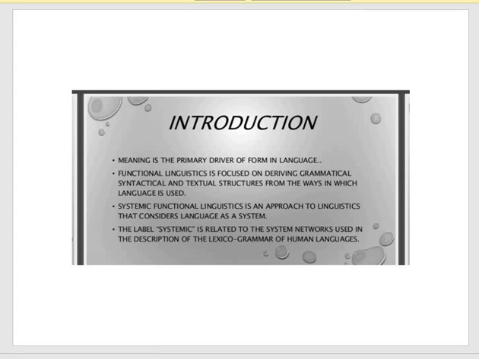Systemic functional linguistics is an approach to linguistics that considers language as a system. The label systemic is related to the system network used in the description of the lexicogrammar of human languages. This is a little bit of introduction to functional linguistics.